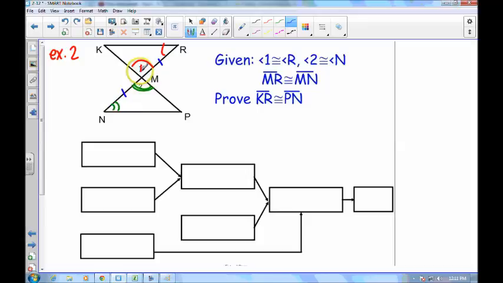Okay? So, in the first few boxes, we now write out the given information. The first thing given was angle 1 is congruent to angle R. The next thing that was given was angle 2 is congruent to angle N. And then what's the reasoning that we can say that those are congruent? Yeah, given. So we just put between them that these were given.